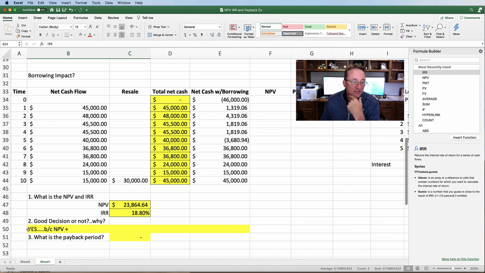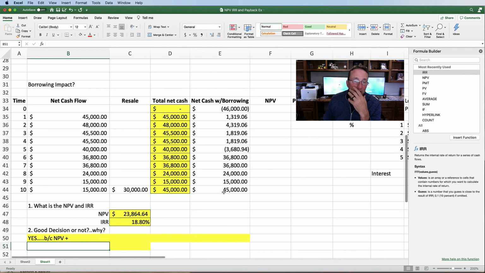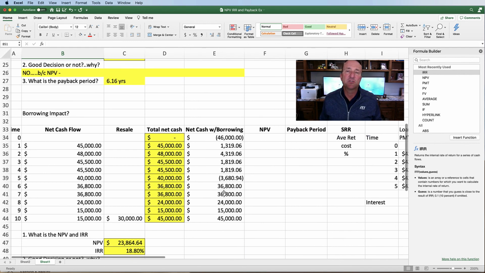So now, is this a good decision or not? The answer is now, yes. If you borrow, it works because net present value is positive. Let's ignore payback period for now. And so basically, that's what I wanted to focus on, how does this look when you borrow? All right, hopefully this helps you see the concept of capital budgeting in a very specific example, without any borrowing or with borrowing.